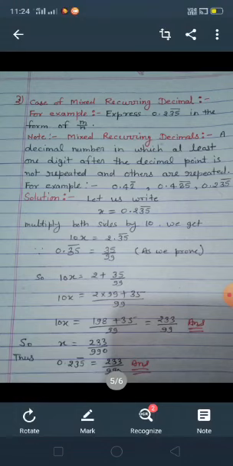So the value of x is equal to 233 upon 990. Thus, 0.235 with the bar placed on 35 is equal to 233 upon 990.